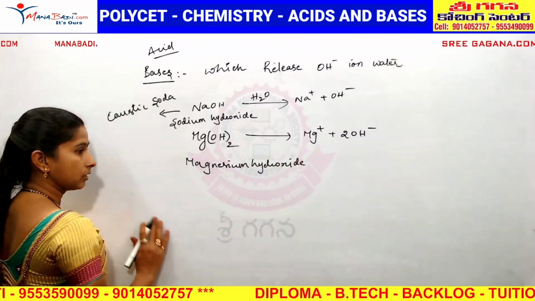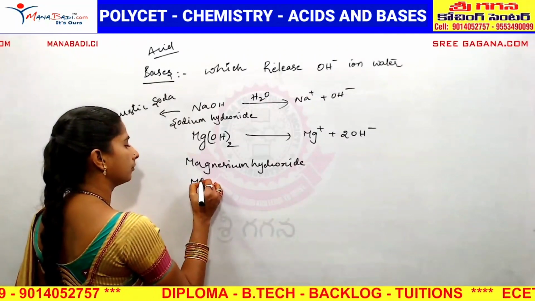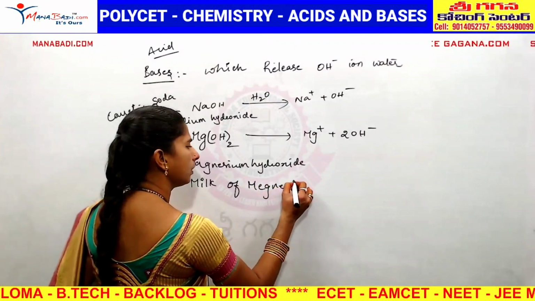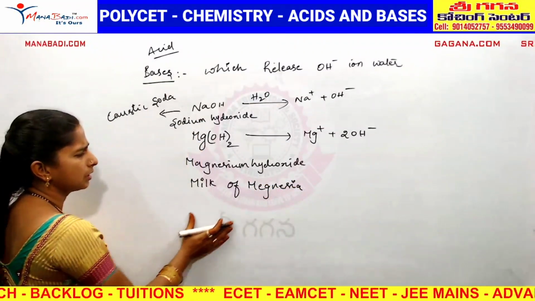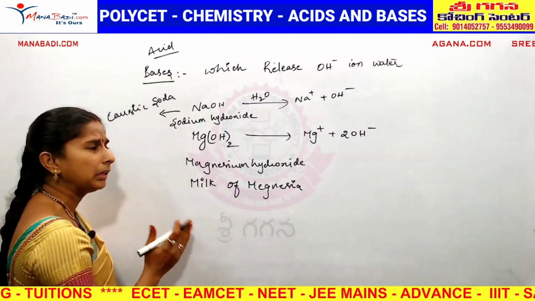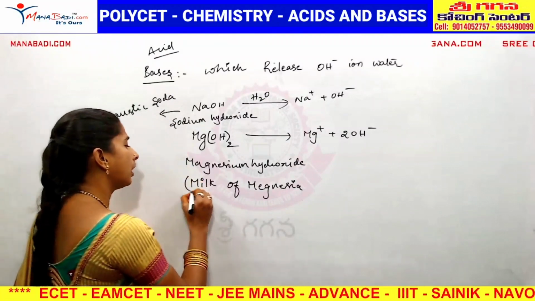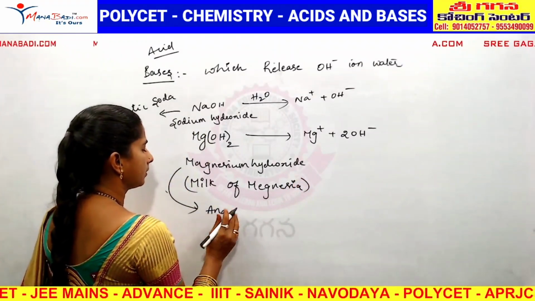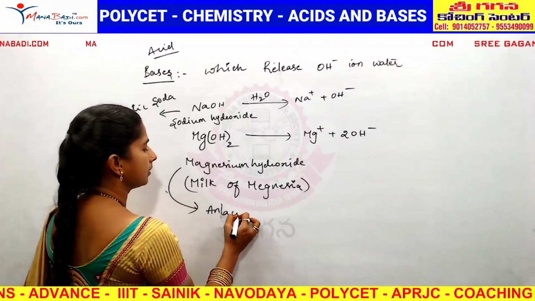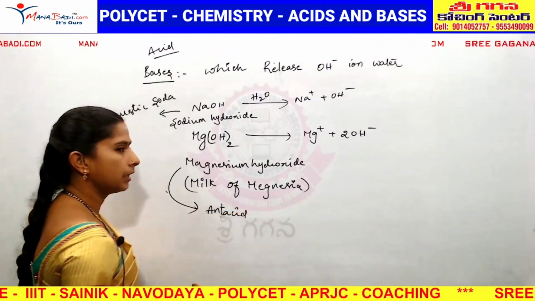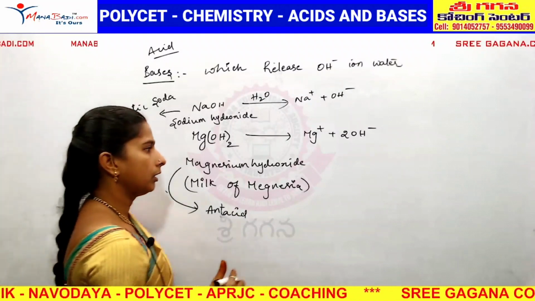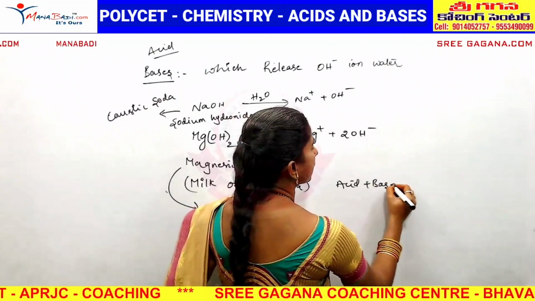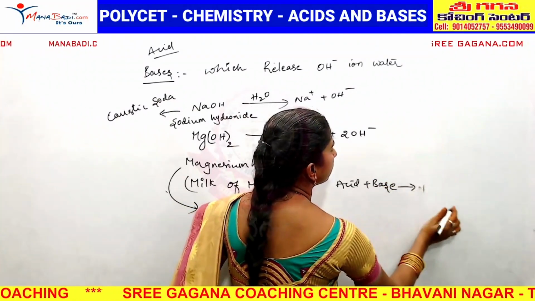Magnesium hydroxide. It is also called milk of magnesia. What is meant by milk of magnesia? Because it has a white, milk-type suspension which we use as an antacid. Antacid means if acid content is more in our body, we already discussed acid plus base gives a neutralization reaction, which forms salt and water.